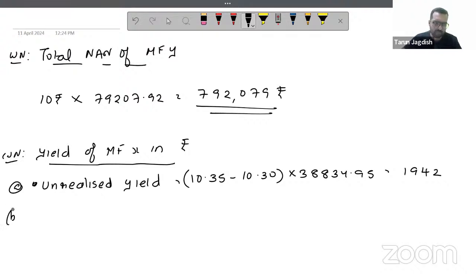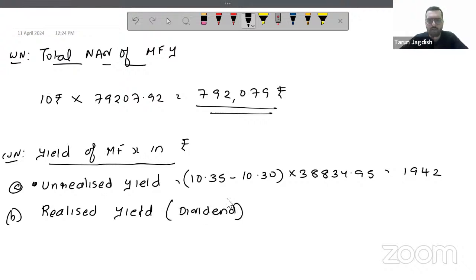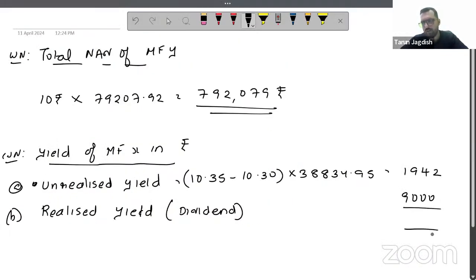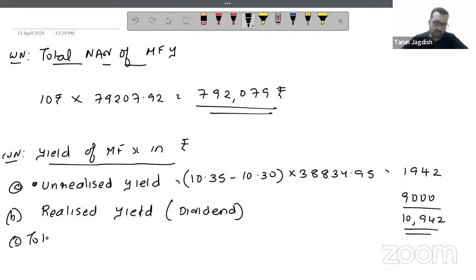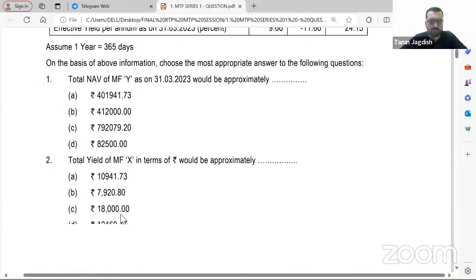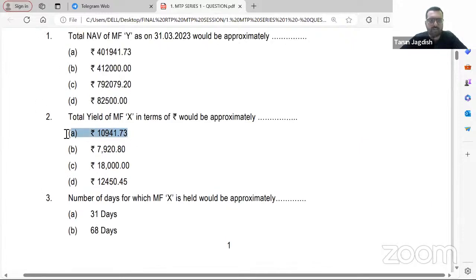You get 1942 approximately, and then you will have realized yield. In our case, the realized yield is only the dividend amount. So how much is the dividend amount? They have got 9,000. If you add up these two, you'll get 10,942. Am I right? 10,942. Yes, they have got 10,941.73. So the answer is going to be option number A.